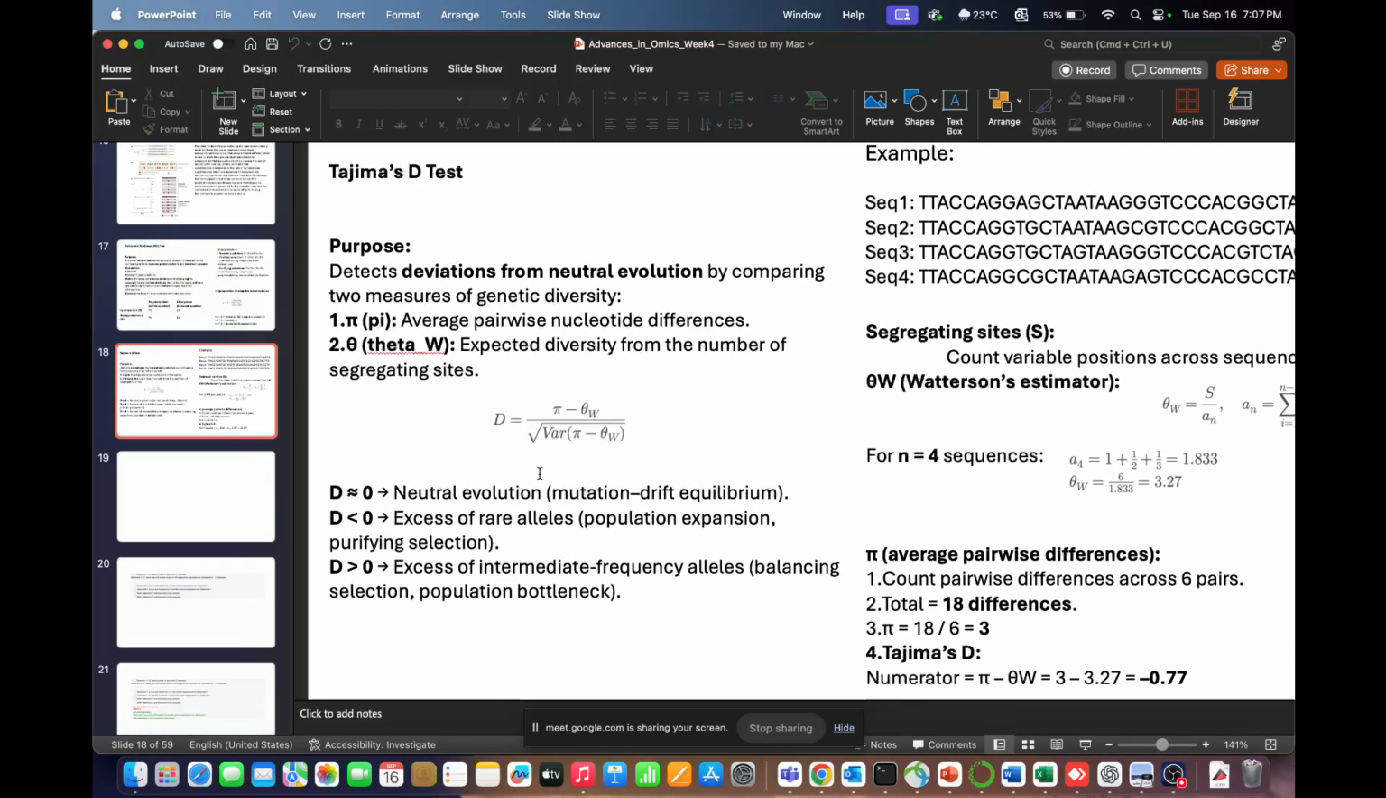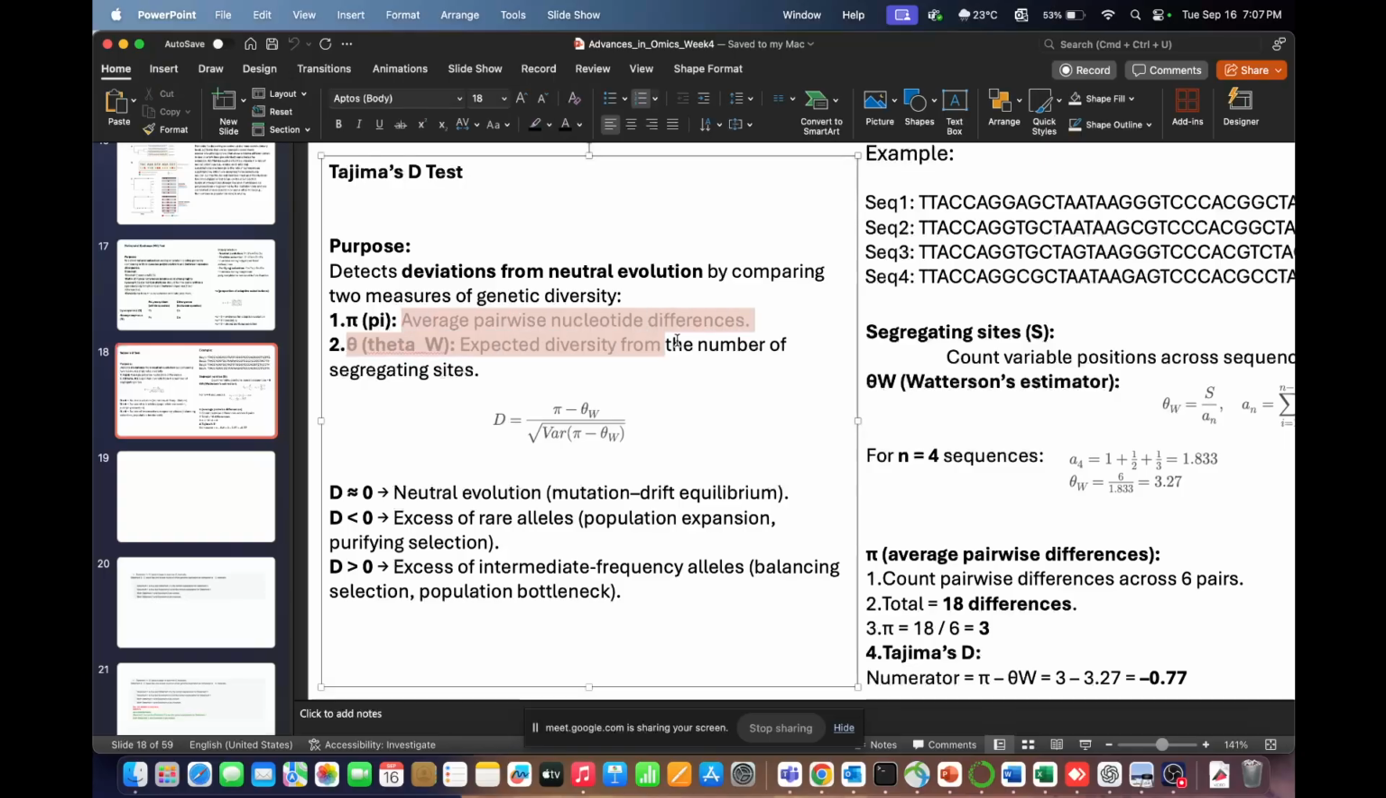If you're trying to find Tajima's D, this is the formula. The difference divided by the variance, right? The difference is between the average pairwise nucleotide differences and the expected diversity from the number of segregating sites. This is your average pairwise differences, and this is the expected differences, which is basically all the combinations of the differences that are possible, and then you divide it by the variance.